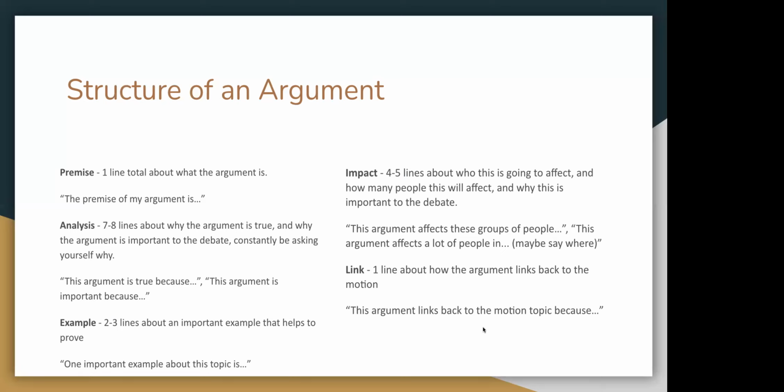And lastly, just a link, right? You need to link your argument back to your motion, right? So it's just connecting the two. So if my argument was homework causes stress, I would simply say something along the lines of, because it's been proven that homework causes stress, linking back to the motion, this proves that homework should be banned, right? Very clear, very easy, a one sentence link back to what the motion is originally. That is the basic structure of the argument.